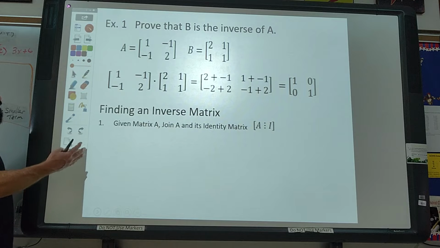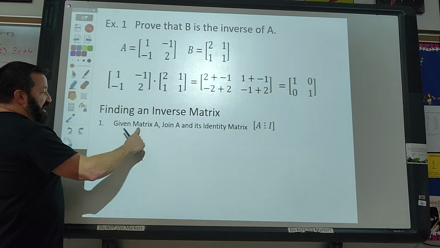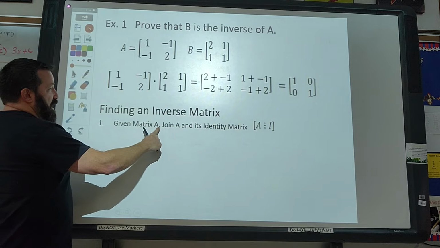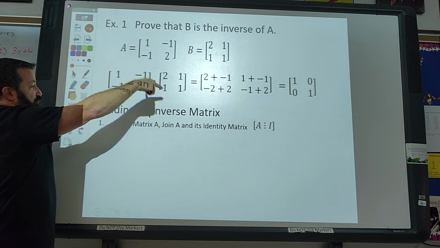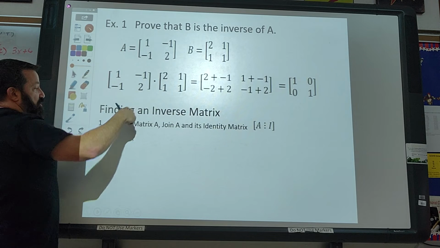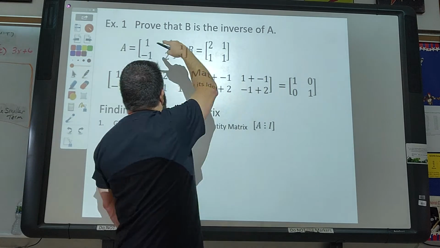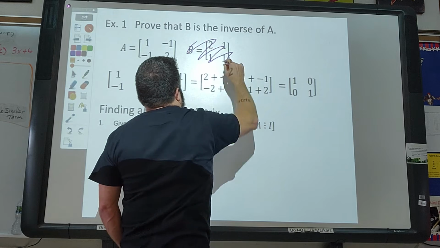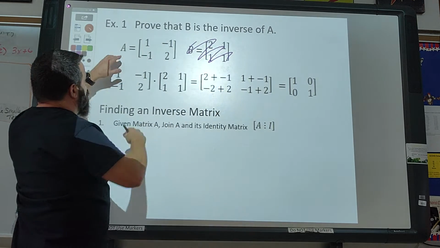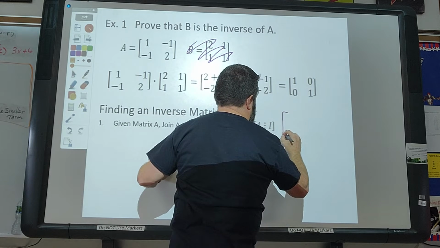So this may look confusing in what I'm saying here, but first you're going to have the matrix you have to begin with. That is A. If I was doing this process, this is what I would start with. It says, given the matrix A, join A and its identity matrix. So if I didn't know matrix B here, and I was trying to find that inverse matrix, I'd be starting off with A here.